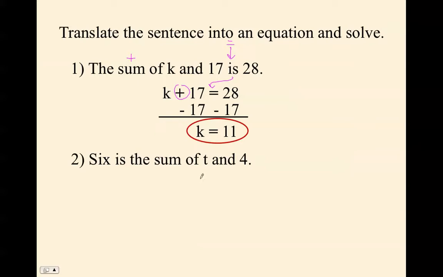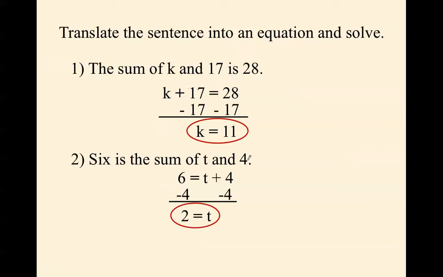All right, hopefully you had a chance to go ahead and try number 6. Let's go ahead and translate this one. 6 is, there's our equal, the sum of t and 4. So you should have put a sentence together that looks very similar to this. 6 equals t plus 4. I want to isolate that variable by subtracting 4 from both sides of the equation, and I get 2 is equal to t. All right, excellent.